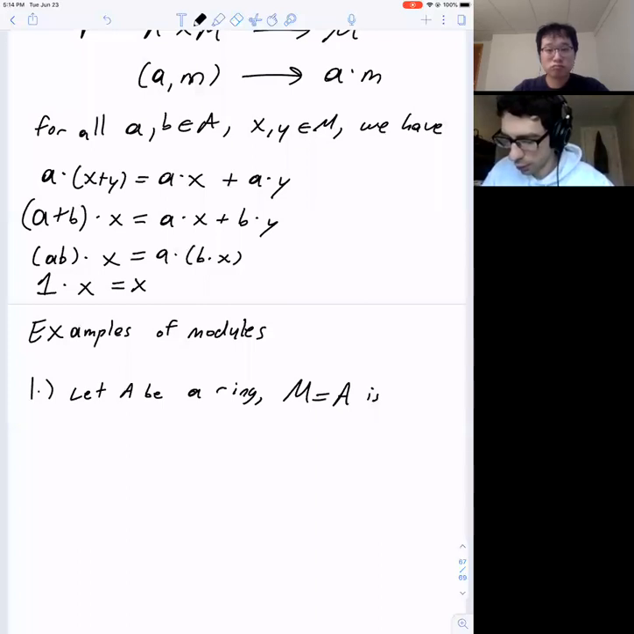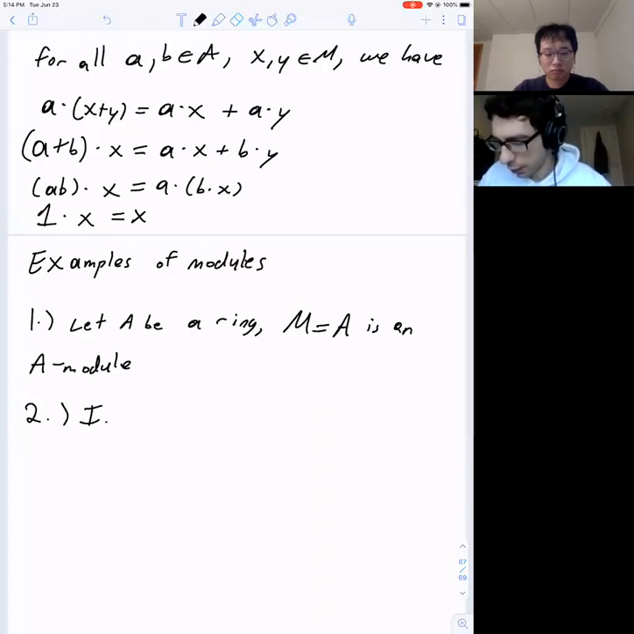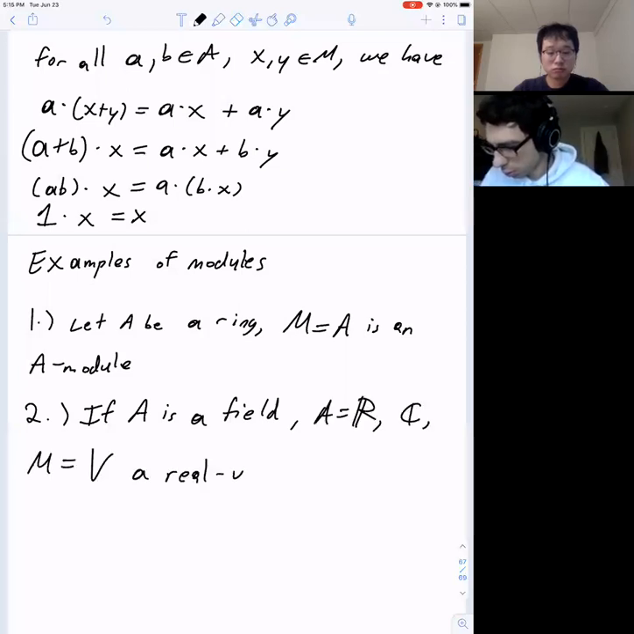Of course, this is the most natural module you could think of. Actually, you have seen many modules in the past. Let's say if A is a field, like we said from last chapter, A could be the reals, A could be the complexes. You could say M being a V is a vector space. Or you can say V is a complex vector space.